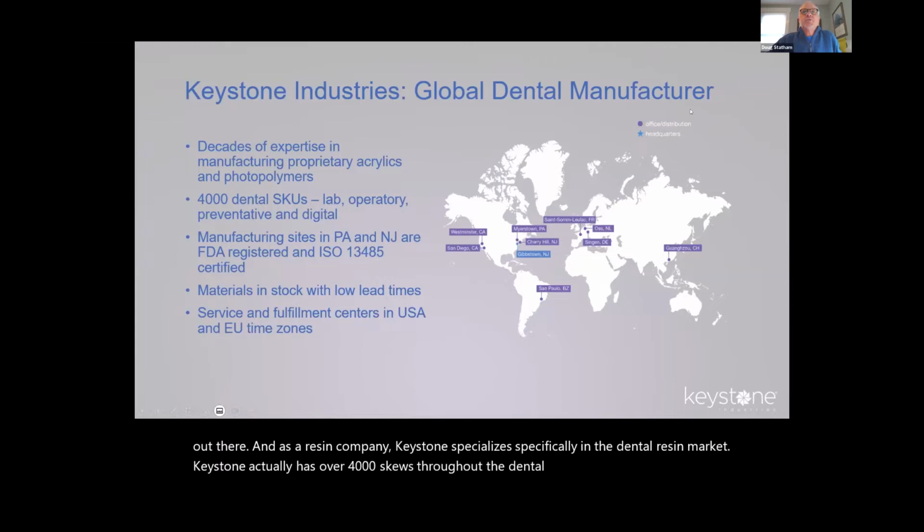We have offices throughout the world as well. All of our resins are made here in the United States, in both PA and New Jersey. So we do have a full stock of inventory here, so supply chain usually is in pretty good shape. If you're ordering any of this, the lead time should be minimal. Again, fulfillment is done here in the US.